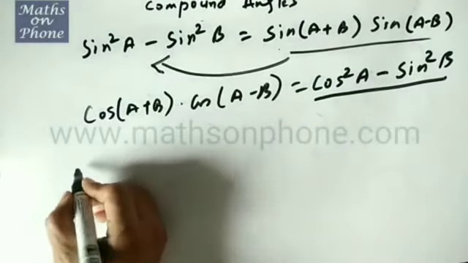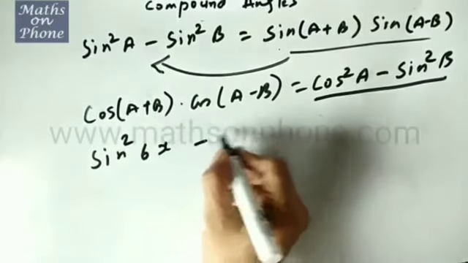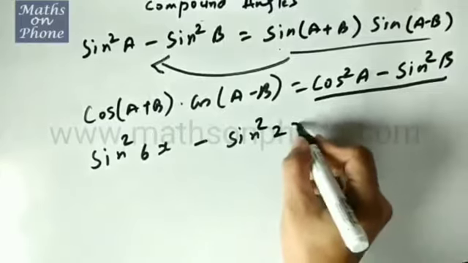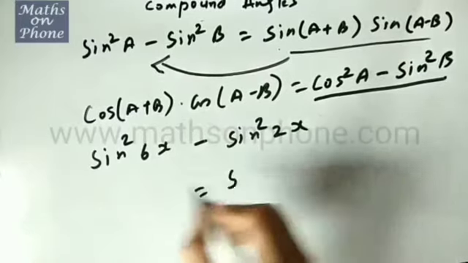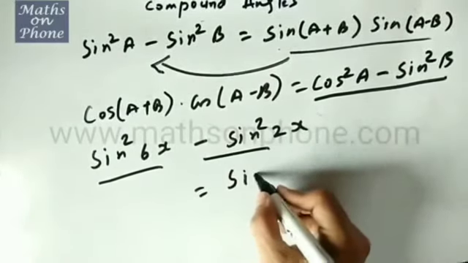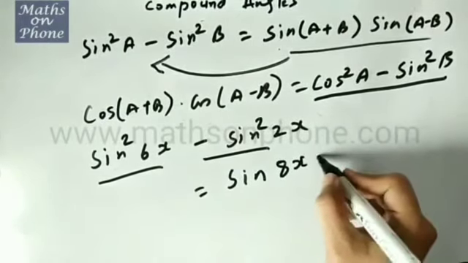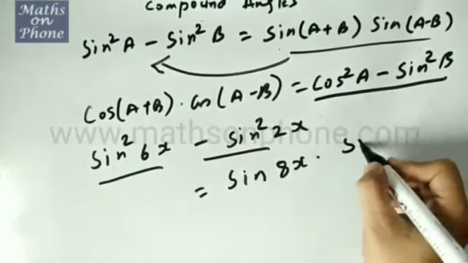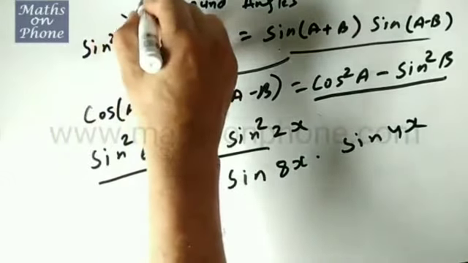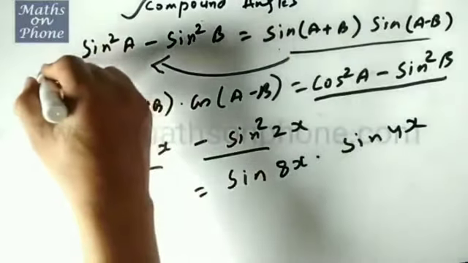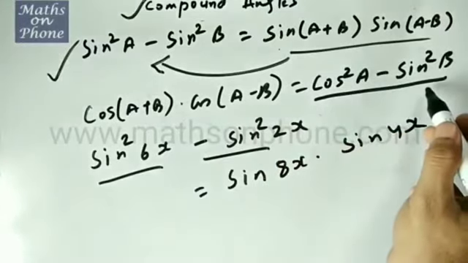Just one example I am writing. If we need to find sin²6x − sin²2x in the product form, you can just apply the formula. Wherever you see it in this fashion, you can write sin(A+B), that means 6x + 2x, that is 8x, into sin(A−B), that is 6x − 2x, sin 4x. We discussed six compound angle formulas. Apart from that, two formulas of square forms, that is sin²A − sin²B and cos²A − sin²B.